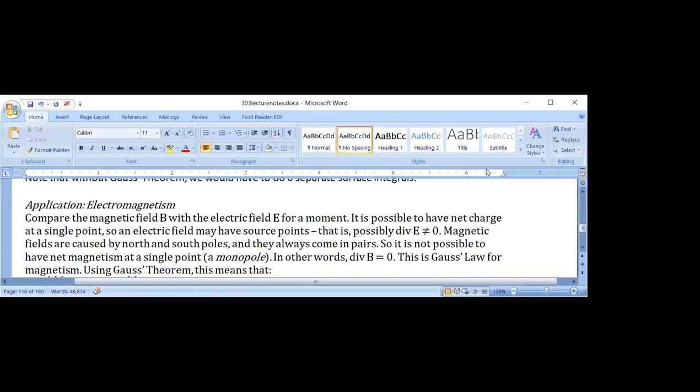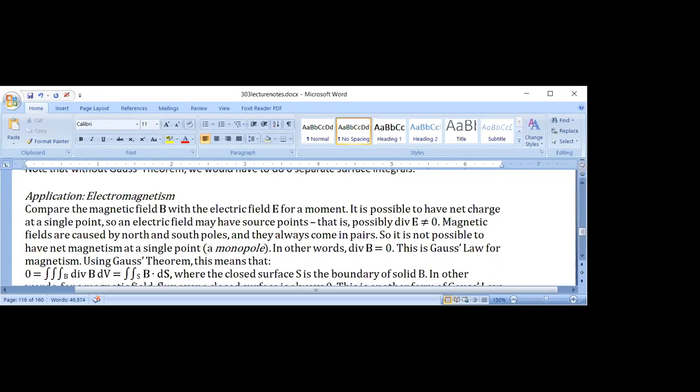Now, what if we take the fact that divergence of B, being the magnetic field, must be 0, and apply Gauss's theorem. So what does Gauss's theorem tell us? If divergence of B is 0, take the triple integral. So the triple integral of the divergence of B must be 0 because it is the triple integral of 0. But by Gauss's theorem, that tells us that it's the double integral over the surface S of B dot dS, where, as always, the surface S is the boundary of the solid B.